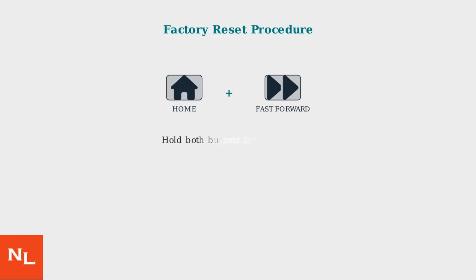When basic resets fail to resolve your 2018 GMC Terrain infotainment issues, advanced troubleshooting procedures are required. The first method is a factory reset using a specific button combination. Press and hold both the home and fast forward buttons simultaneously for 10 or more seconds until the reset menu appears on your screen. This will restore the system to factory defaults.